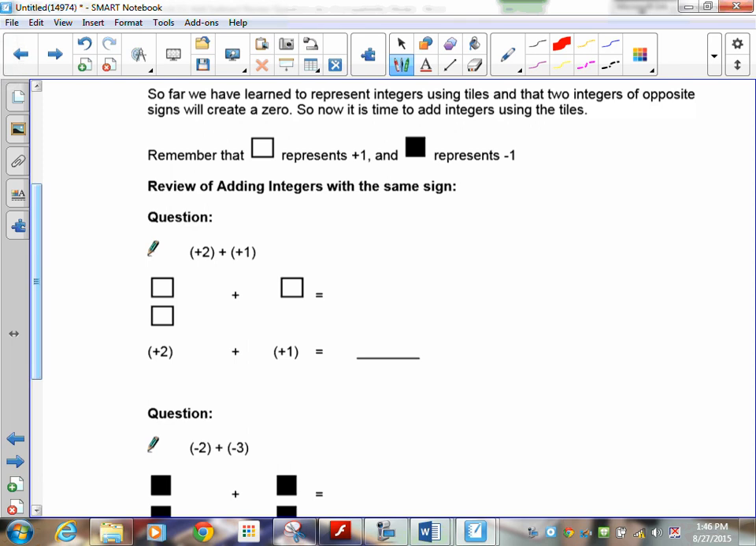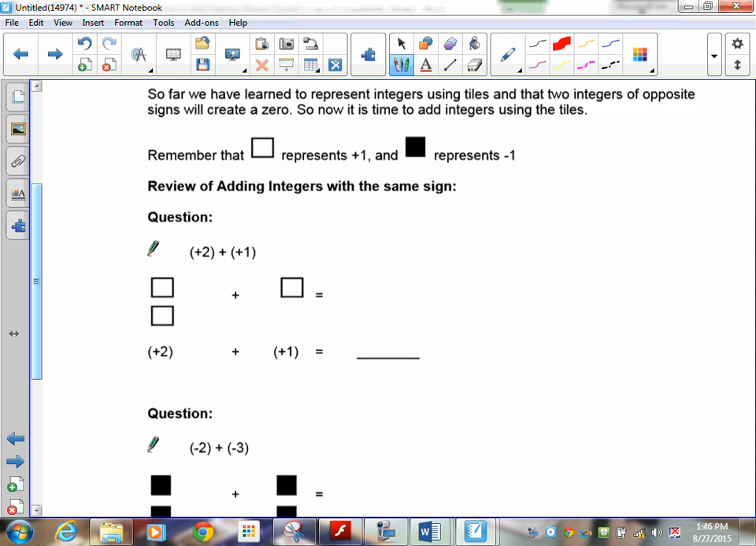So now it's time to add integers using the tiles. This is actually fairly simple. All we're going to do is draw the first integer, then draw the second integer, then cancel out what's there that'll go together, make the zeros, and then finally, what's left over is your answer. All right, so I'm going to put this together here.